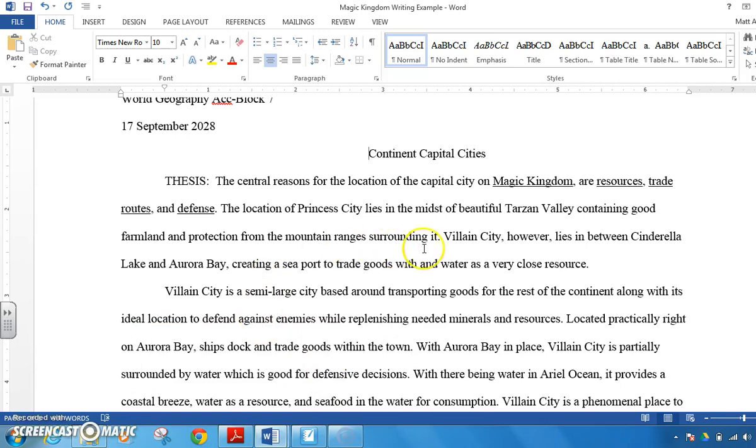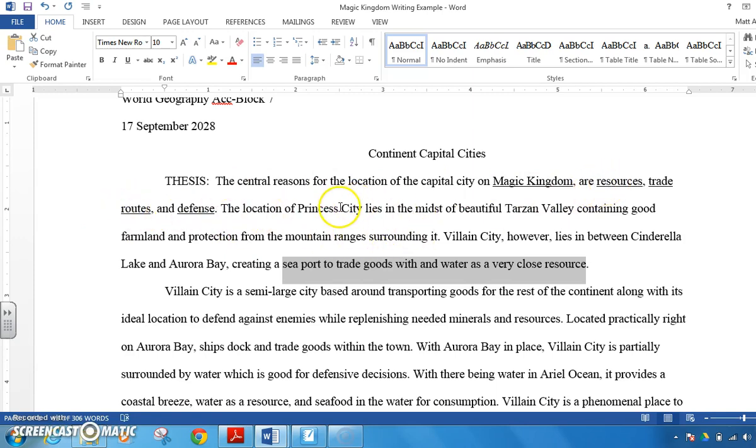This student's roadmap is this. The location of Princess City, right, that's their first city, lies in the midst of the beautiful Tarzan Valley containing good farmland and protection from the mountain ranges surrounding it. So we know that that's probably going to be talking about resources right here with farmland and protection with defense here. Villain City, however, which is the second city, lies between Cinderella Lake and Aurora Bay, creating seaports to trade goods and with the water very close for a resource. So again, we're talking about resources and trade routes here.